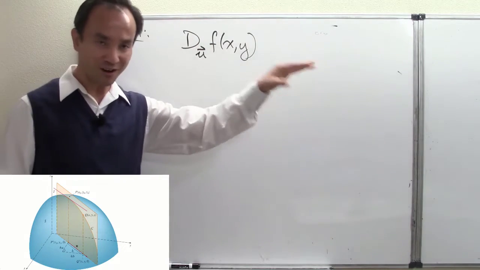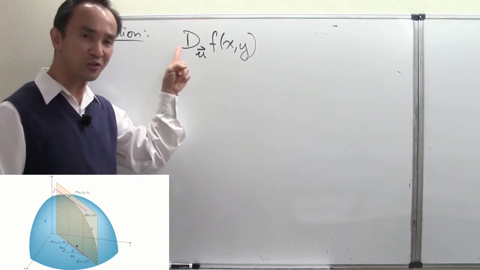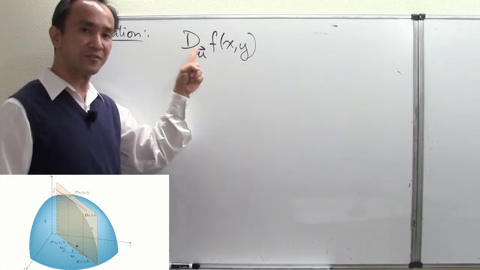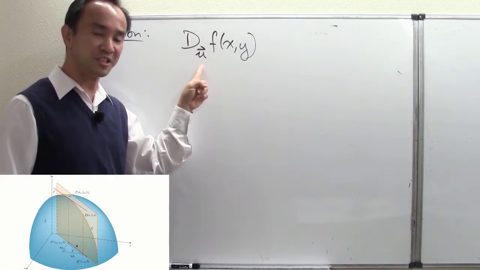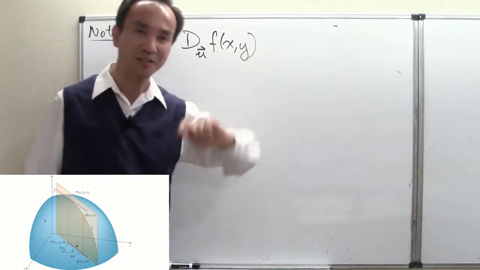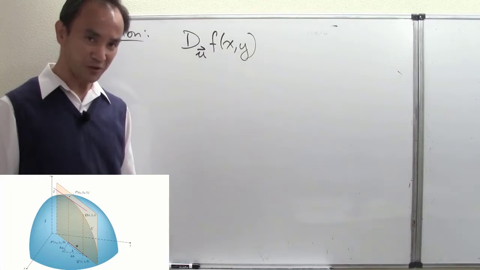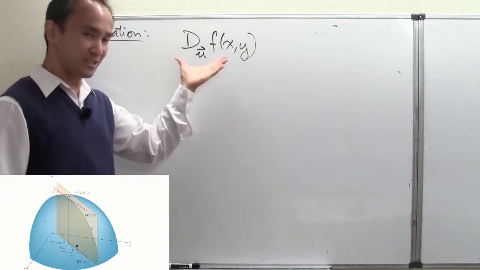All the worded, the verbal version is said the same way: the directional derivative of the function in the direction of that vector u. But instead of writing all of those verbal terms, we can now have one nice and short symbol, one nice and short notation. So that's what it is. I mean, that's the notation for that.